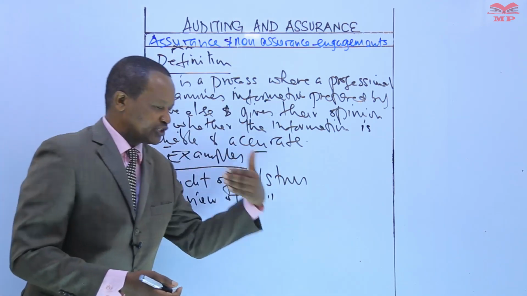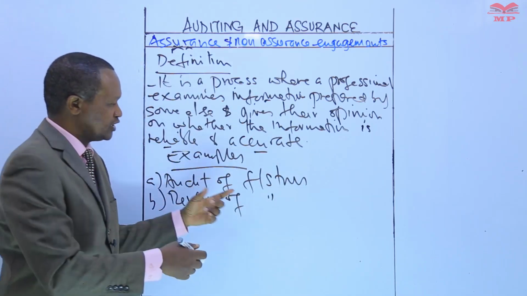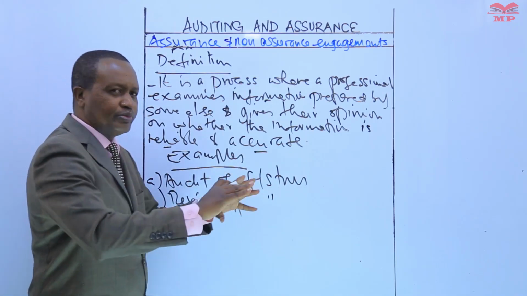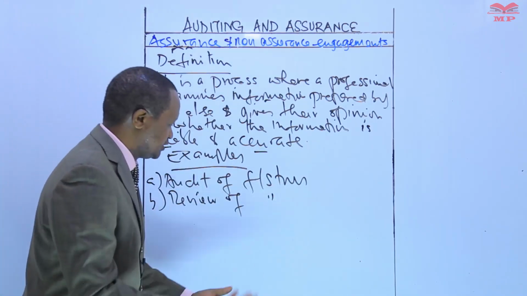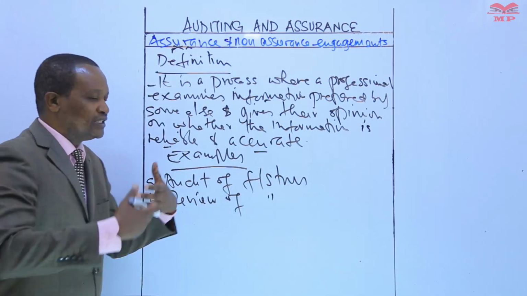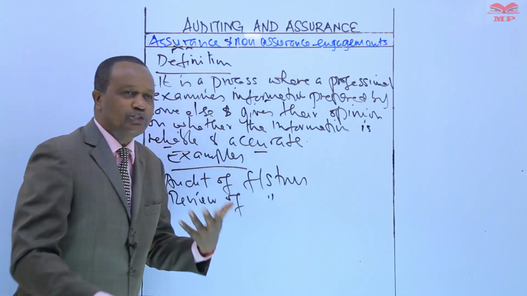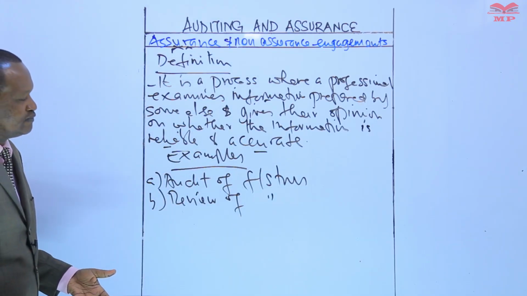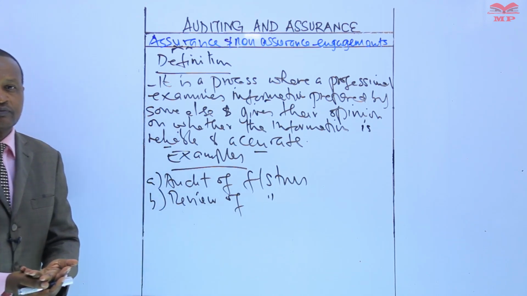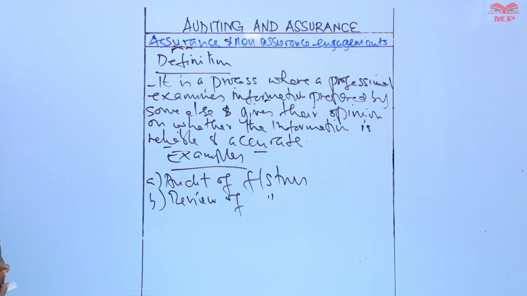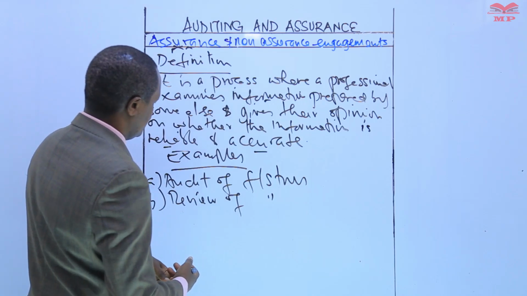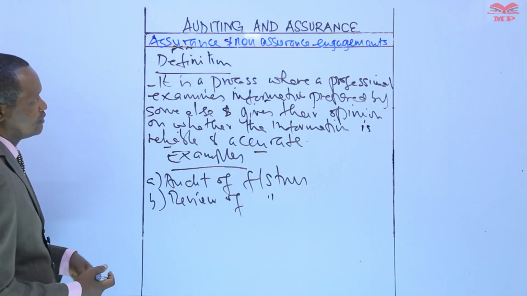And the reason why it gives limited assurance is because of the scope. When reviewing the financial statements, the auditor does not carry out tests of control. It does not carry out comprehensive analytical procedures or substantive procedures, all right? The scope is limited, and therefore the auditor gives less or limited assurance. Review of financial statements is an example. You understand? Those are examples of assurance engagement.